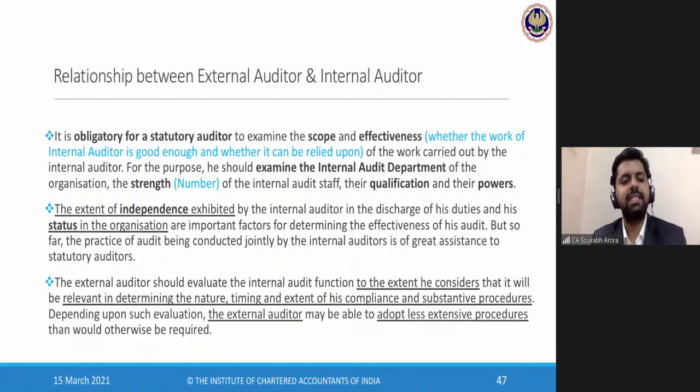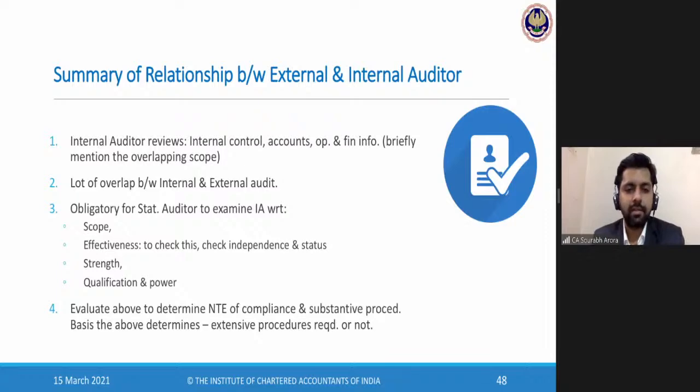So the scope and effectiveness. Second is the extent of independence exhibited by the internal auditor in discharge of his duties, and his status in the organization, which are important factors for determining the effectiveness of this audit. The external auditor should evaluate the internal audit function to the extent he considers it will be relevant in determining nature, timing, and extent of his compliance and substantive procedures. So, basis his overall evaluation of the internal audit department, the external auditor determines the nature, timing, and extent of his procedures. If he decides in favor of the internal audit department, that they work independently, they were effective, they have good status and power in the organization, their recommendations were implemented by the management, the statutory auditor will carry out less extensive procedures. On the contrary, they will carry out more extensive procedures to evaluate even the findings of the internal audit lapses. So this is the summary of relationship, and this should cover your above two slides.